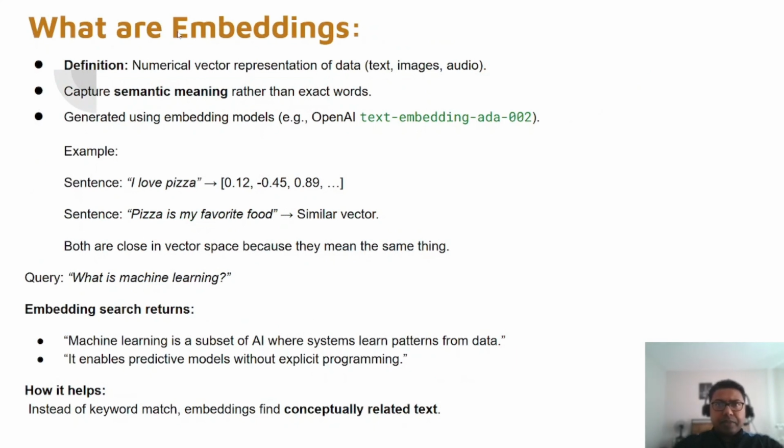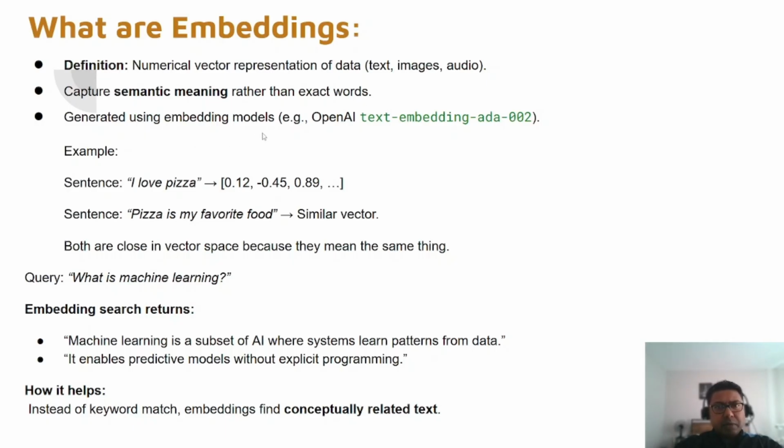What are embeddings? These are two very similar things but a little different: embedding is the process through which we create the vector, and the vector is the end product of the embedding. The definition of embeddings is a numerical vector representation of data: text, image, audio. So anything can be converted into a vector using embeddings. For that we need embedding models, which capture semantic meaning rather than exact words.